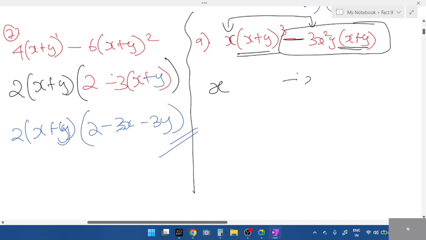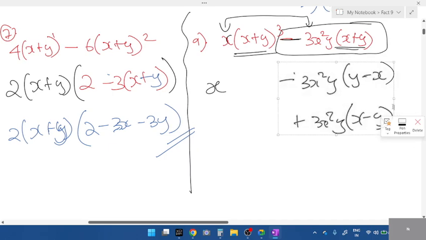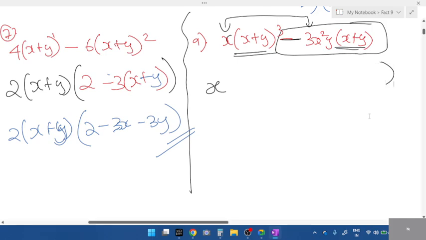Yes. If at all the question was like this, look here, like this: Y minus X. Place 3x square y, then you can write it as x minus. Just change the sign. Everything will get changed. But here, no problem. It's the same. Take x plus y common.